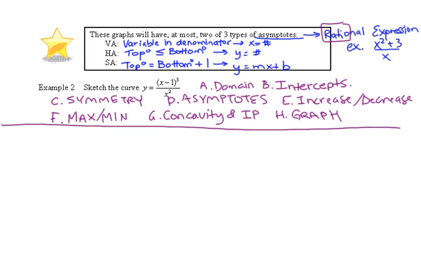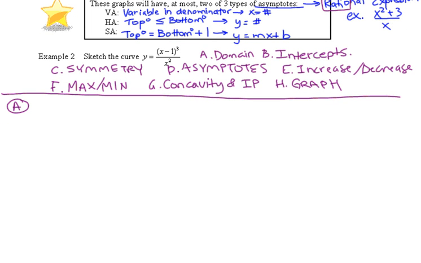Okay, let's start with domain. What's the domain of this graph? So we have to check for an asymptote. Is there a vertical asymptote? Yeah, at 0. So our domain is negative infinity to 0, union 0 to infinity.